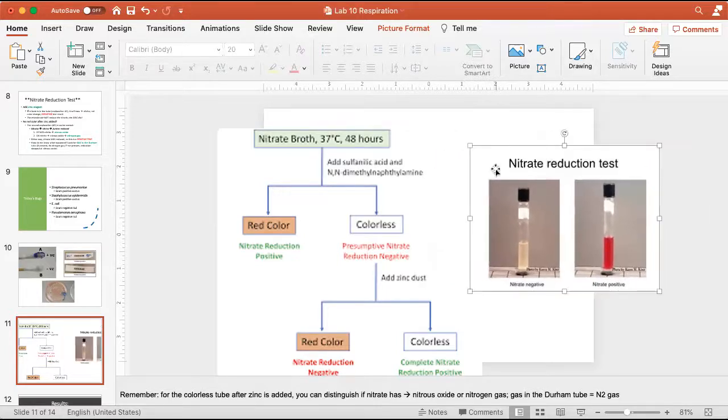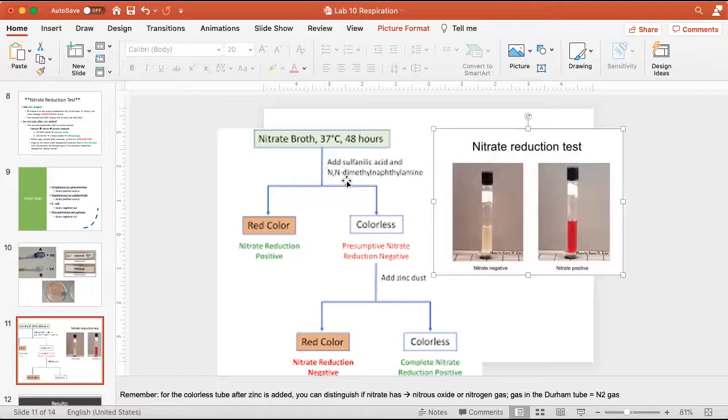So if I add reagent A and reagent B and it turns red, I know my microbe is positive for the reduction of nitrate. It is able to reduce nitrate to nitrite. If the tube stays colorless after I add reagent A and B, I'm not done. I got to keep going. I don't know what's happening yet. Okay. Could it be negative? Yeah, sure it could, but it might not be. It might also be positive. Okay. I have to add the zinc dust to know for sure.